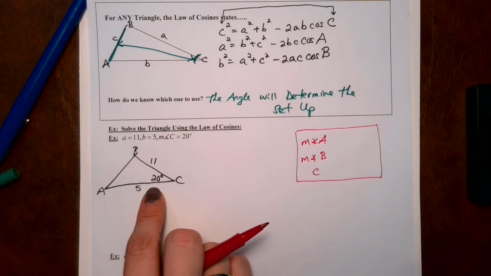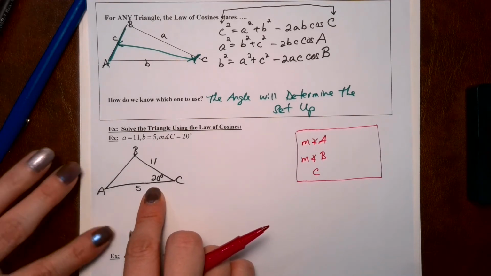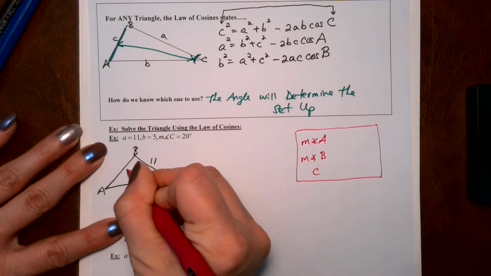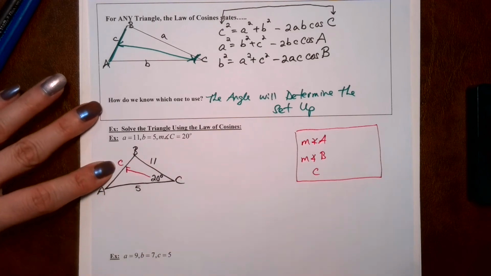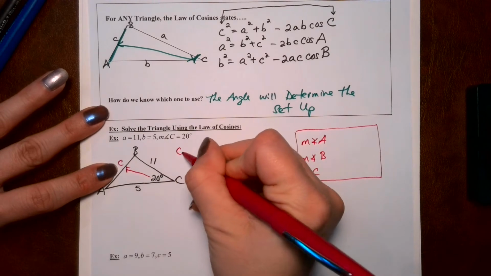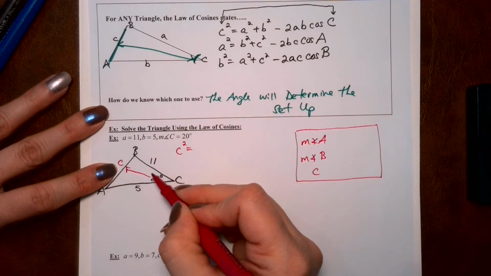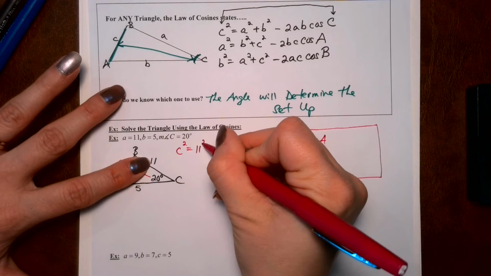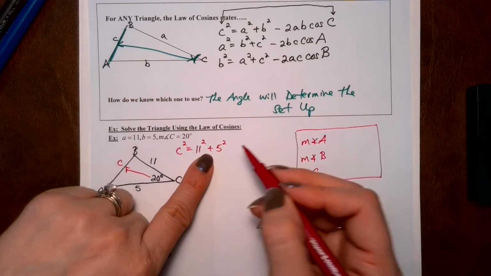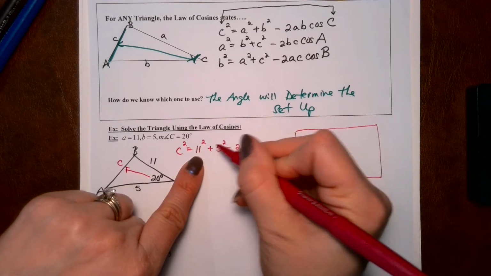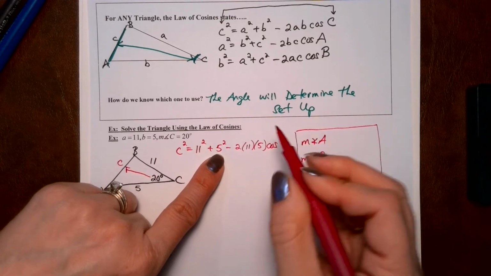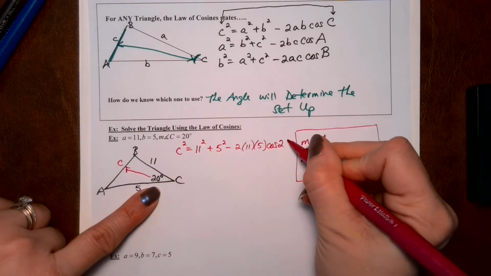Okay, so how are we going to start this setup? I'm going to start by looking at the only angle we know. And if you go across that triangle, side little c is where it's at. So we're going to start with side c squared. And then you've got the other 2 sides. So it's 11 squared plus 5 squared. And then remember that was too much, so minus 2, and then times each of those sides, and then it's the cosine of 20 degrees.